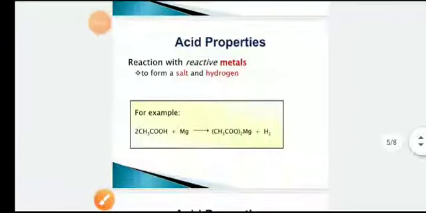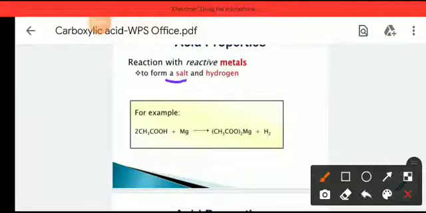Okay, so let's move to the next point, that is the acid properties. Whenever an acid is reacted with a metal, it will form a salt and hydrogen. Similar is the case of carboxylic acid.